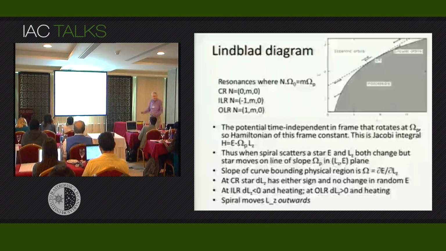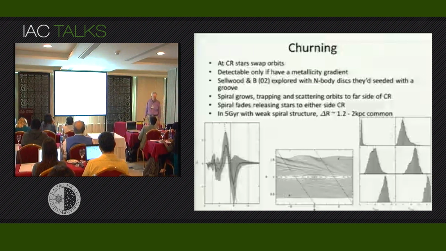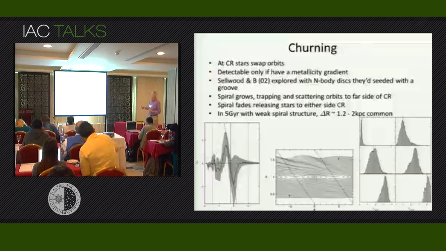And at co-rotation, stars will be able to move either way. Some will move to larger angular momentum, some will move to smaller angular momentum, and they will move from circular orbit to circular orbit. So in that sense, that's a demonstration that spiral structure moves angular momentum outwards, essentially from the inner Lindblad resonance to the outer Lindblad resonance.